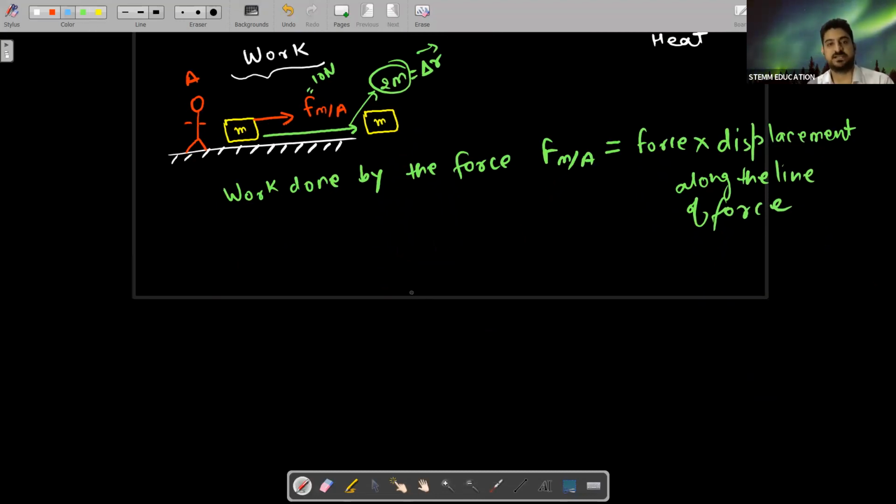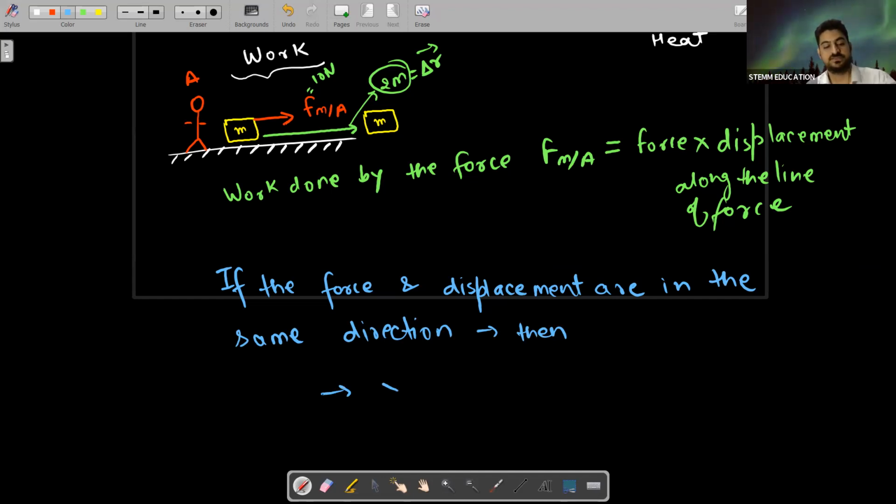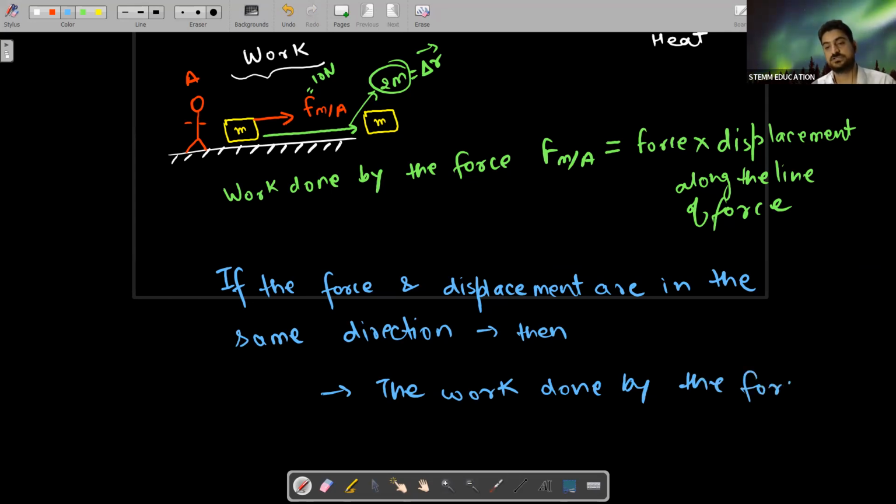If the force and displacement are in the same direction, then the work done by the force is positive. The work done by the force is positive.